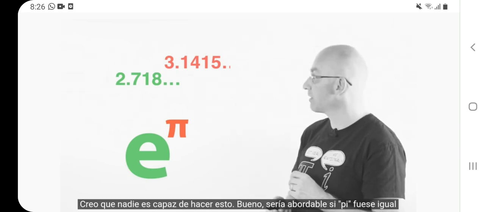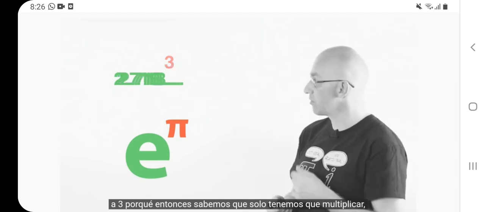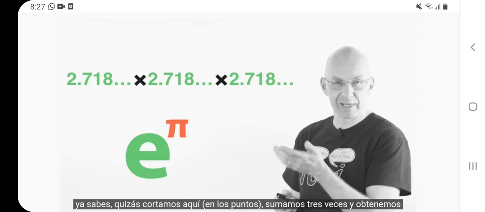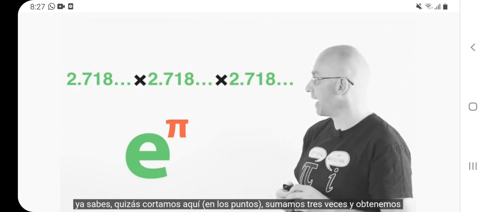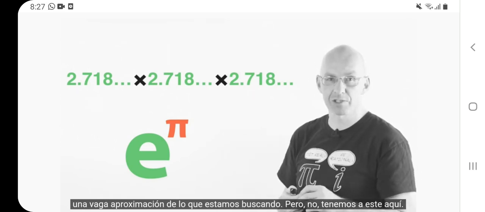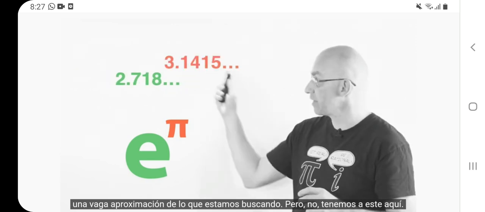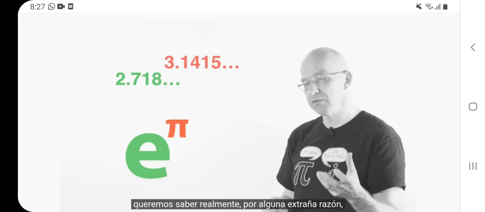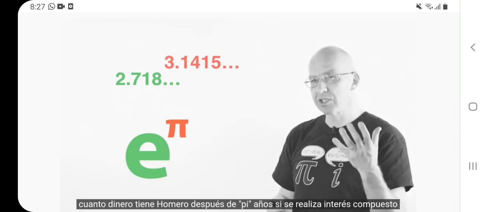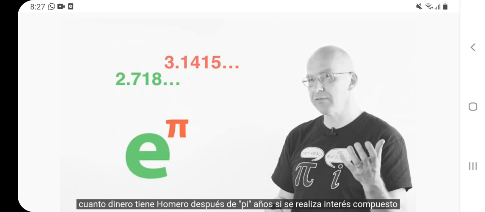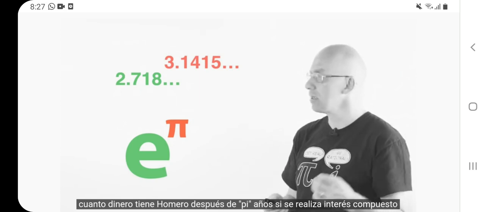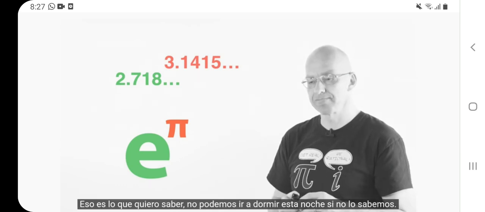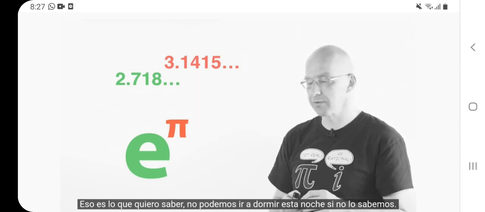Well, it would be doable if pi was equal to 3, because then we know we just have to kind of multiply, maybe chopped off bits here 3 times and together, and we get a rough approximation to what we're looking for. But no, we have this one here. So we really want to calculate this. We want to really know, for some strange reason, how much money Homer has after pi years if we're compounding interest continuously? That's what we want to know. We can't go to sleep tonight if we don't know.